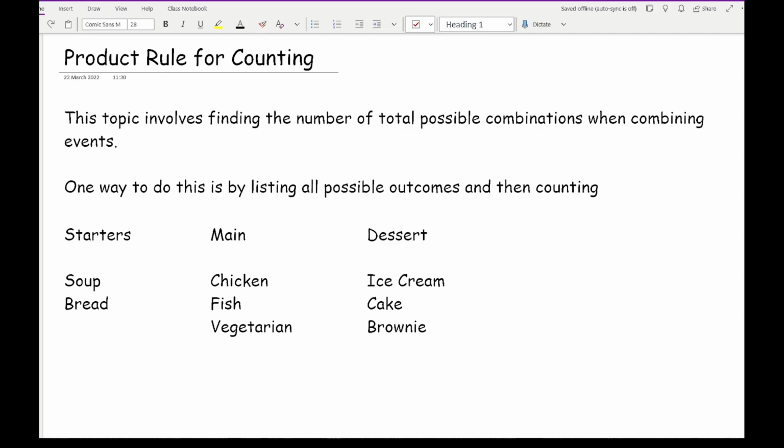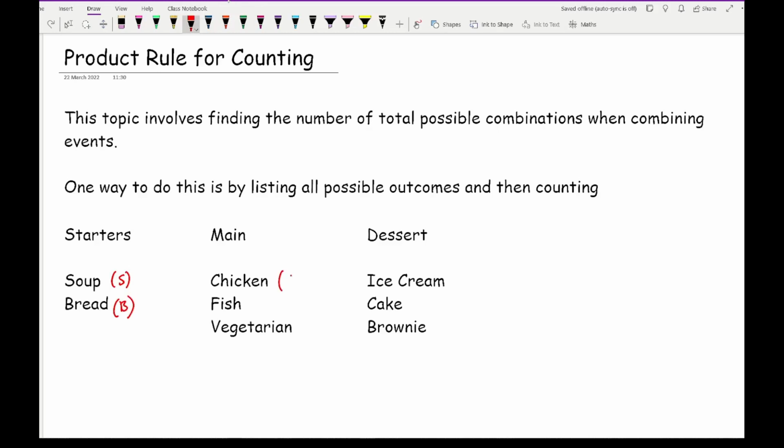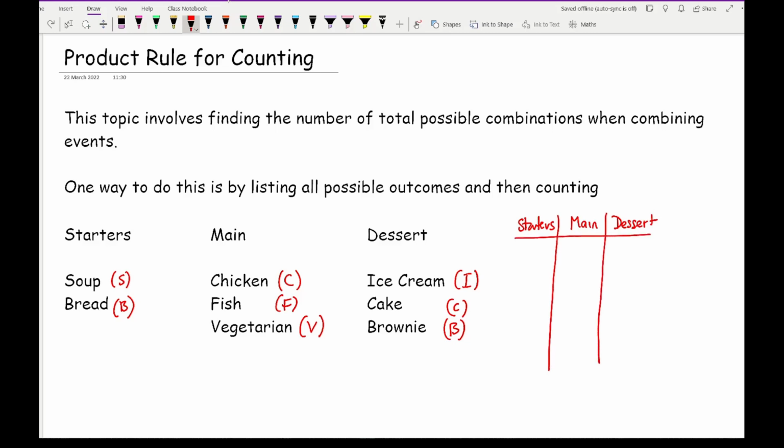So let's have a look at this first question. Let's say that we want to list all the possible combinations of picking a starter, a main and a dessert from this menu. One thing I'd suggest is to abbreviate all of these, so if I write soup, bread, I just refer to them by their first letters, just to make it easier rather than writing everything out. Now I know I'm going to have some duplicates of letters, but we're not going to bother. So here we've got starters, we've got mains, and we've got desserts. And again, all we're interested in is the total number of combinations.